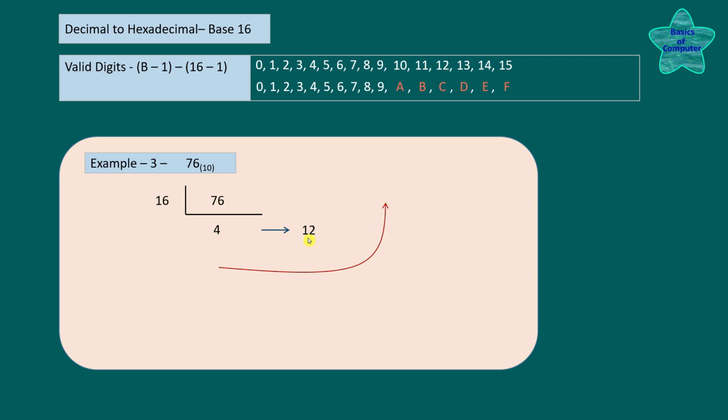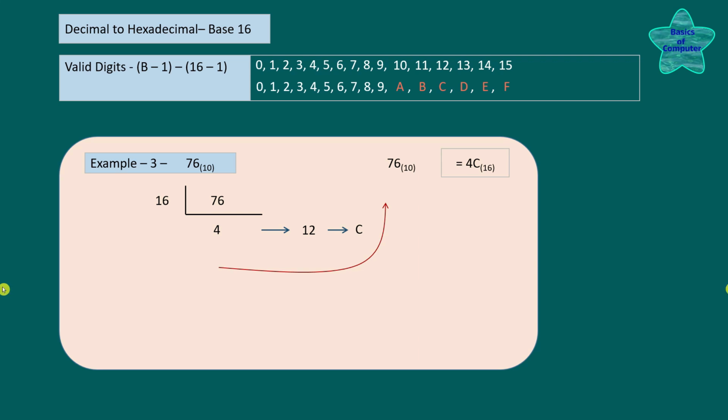But an important step here in hexadecimal is, what is the exact digit for writing 12? Letter C. So 12 has to be written as C. So when we write the answer, 76 to the base 10 is 4, then next is C, to the base 16. So 76 to the base 10 is 4C to the base 16. Take a moment to see and understand.